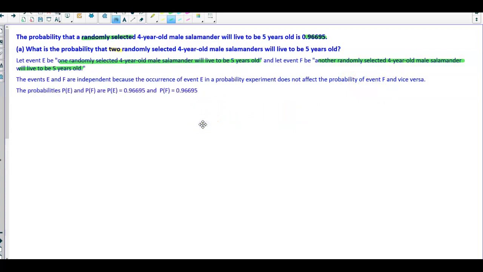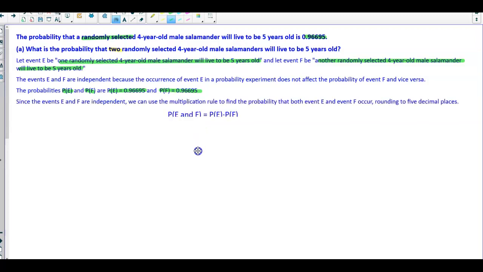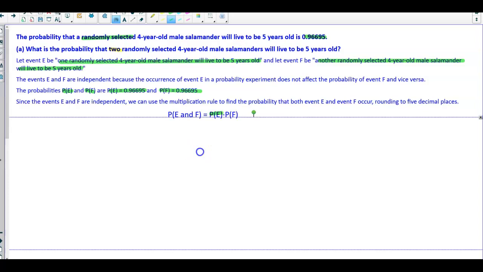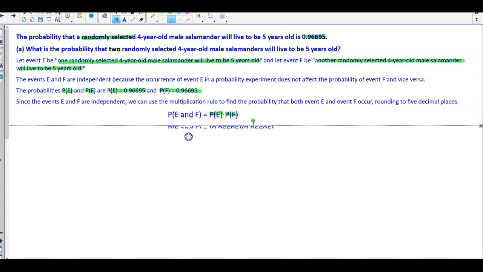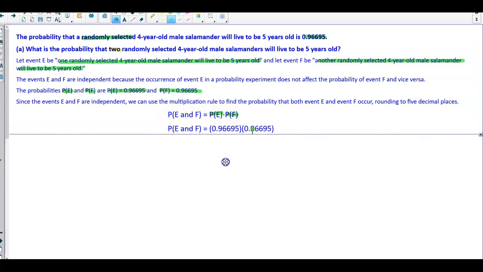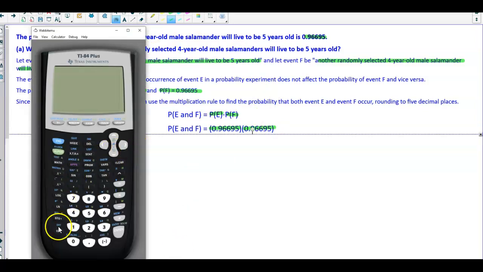Okay, so we know that the probability of E is 0.96695. We know the probability of F is also 0.96695. So since E and F are independent, we're going to use the multiplication rule to find the probability that both event E and event F occur, and then we're going to round our answer to 5 decimal places. So we're going to take the probability of event E times the probability of event F, because the probability of E and F represents that multiplication rule. So we're going to take the probability, which is 0.96695, and multiply it by 0.96695. So let's go ahead and do that.